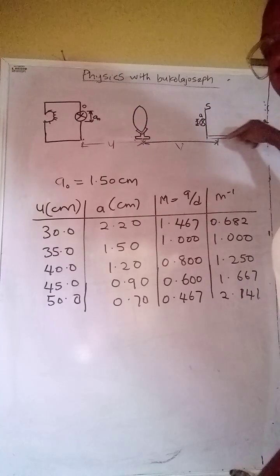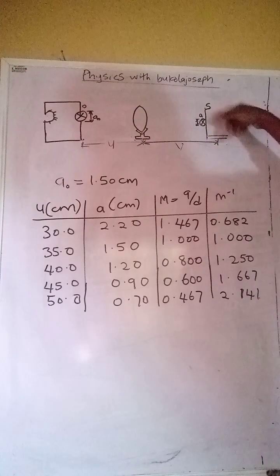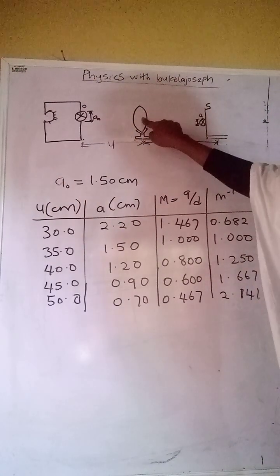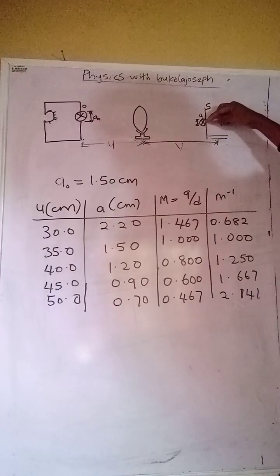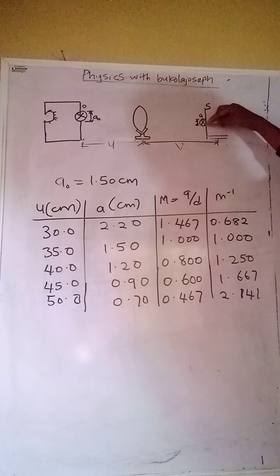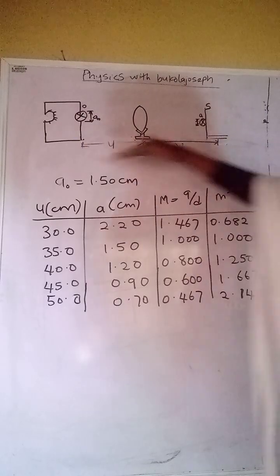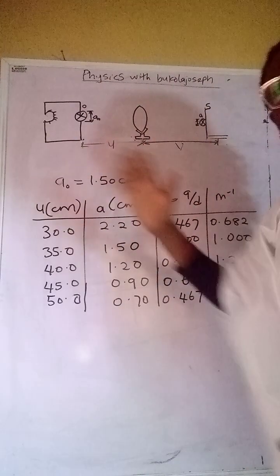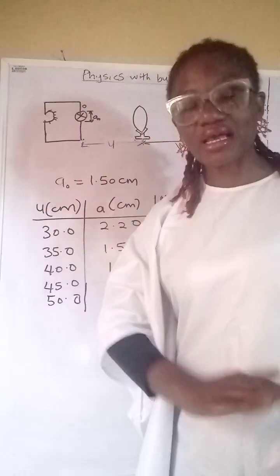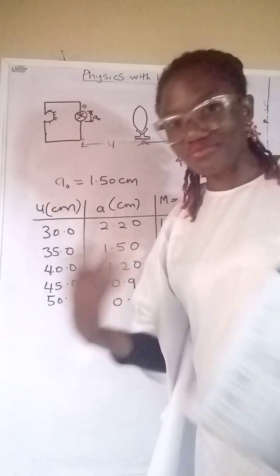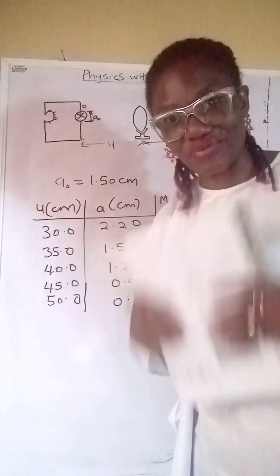This one is the screen. I hope you can see what I'm doing. This is the screen S. This is the converging lens, and this is where the image will be formed on this screen. Okay, so now you'll be given a meter rule also to enable you to measure object distance and whatever you are being asked to do from the question.